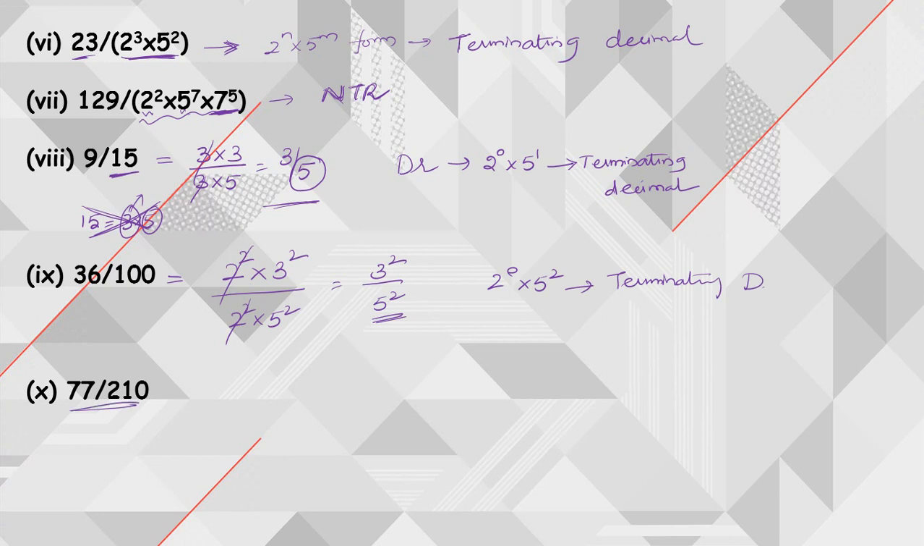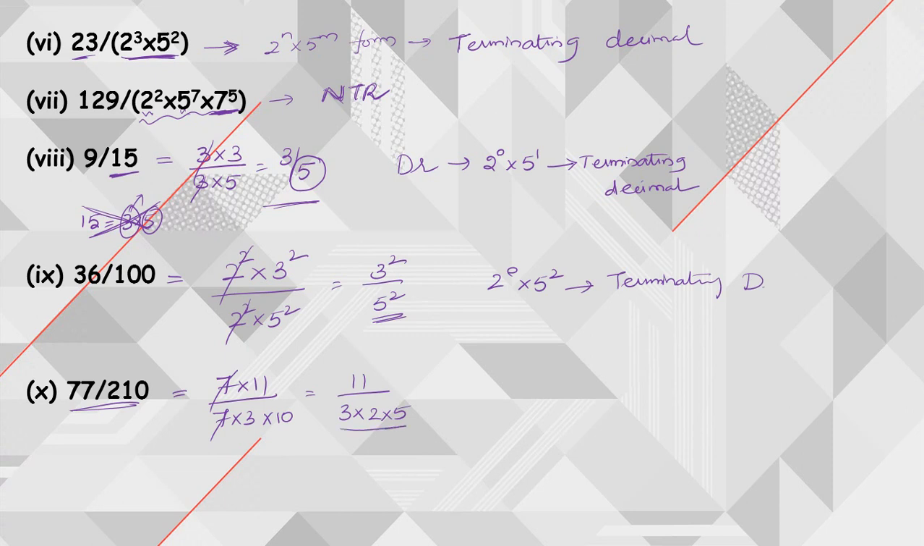Right? So 77 by 210. 77 I can write as 7 into 11, by 210, I can write as 7 into 3 into 10. 7 3s are 21, 21 into 10 is 210. So 7 gets cancelled. Now finally what am I having? 3 into 2 into 5.